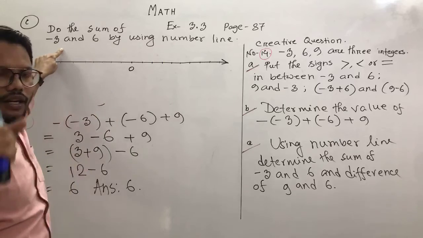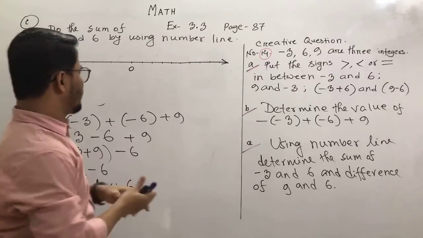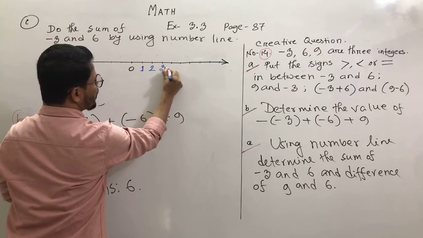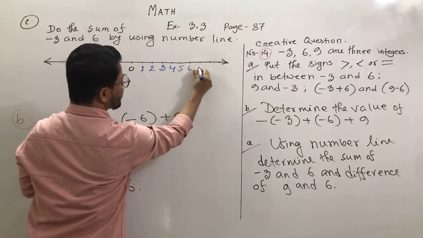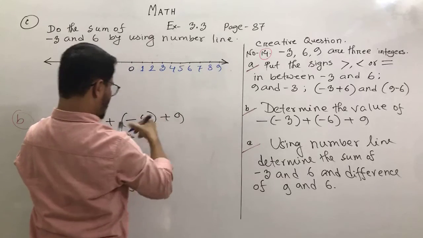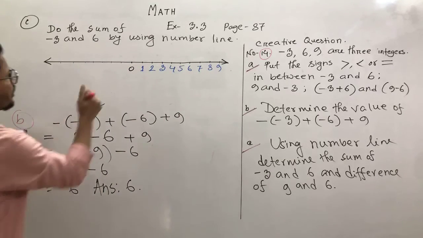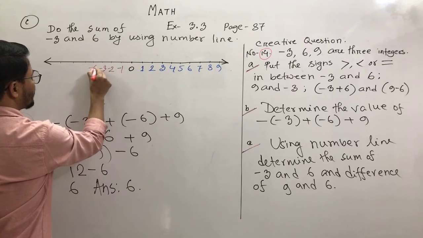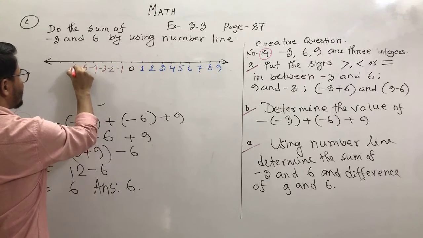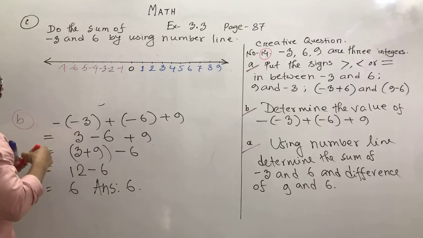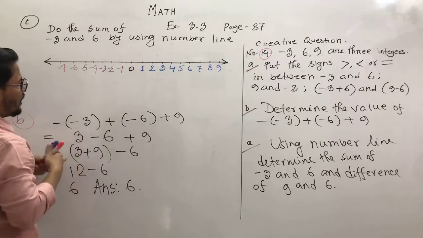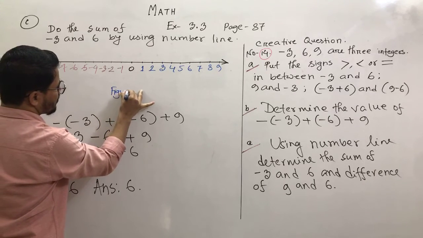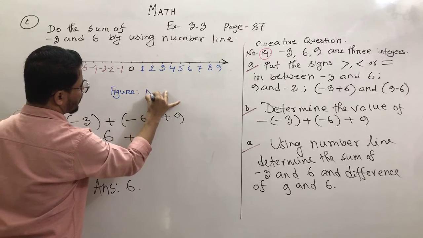If the given numbers are large, then the scale will be large. So now the positive numbers 1, 2, 3, 4, 5, 6, 7, 8, 9, and then the negative numbers -1, -2, -3, -4, -5, -6, -7. Write down here the figure name: number line.